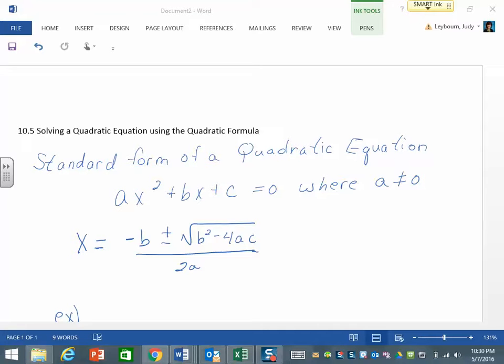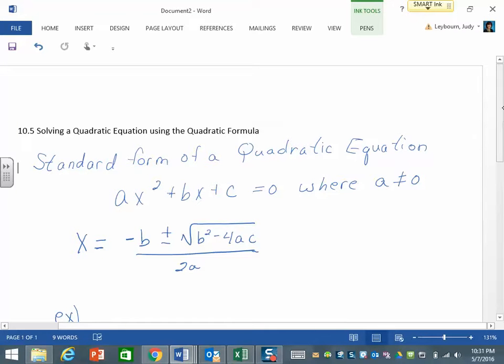The formula will always work, and it even works when we can factor or graph or solve an equation by taking the square roots. It works in all situations, and it says that you need to determine the values for a, b, and c, and then just plug in the values into the formula, which is x is equal to the opposite of b plus or minus the square root of the quantity b squared minus 4ac, and that entire expression divided by 2a.